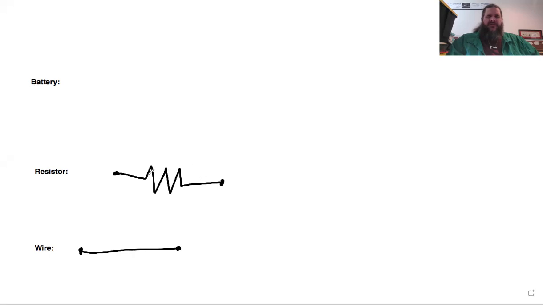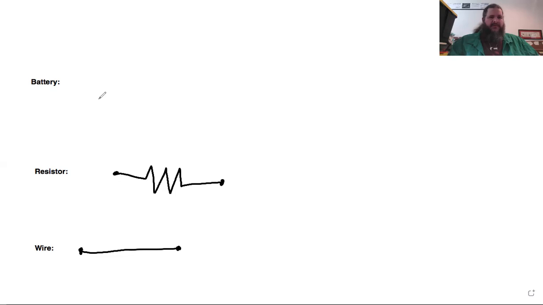So for instance, a resistor might be a section of wire made out of a material that's more difficult for current to flow through, or a resistor might be some device that is designed to turn the electrical energy into something else. Like a light bulb, for instance, turns the electrical energy into light and heat leaving the system. Or a buzzer turns it into sound and heat leaving the system.